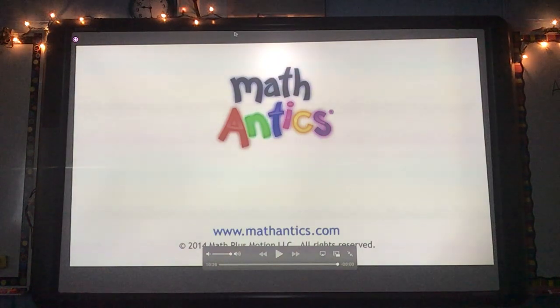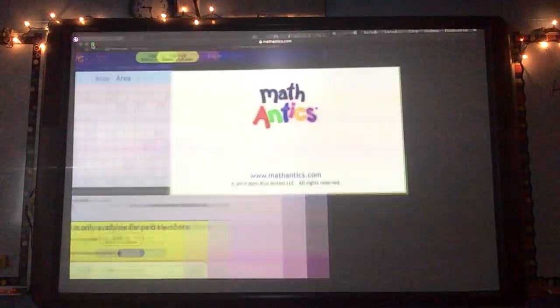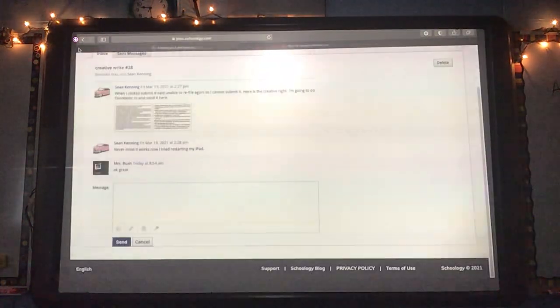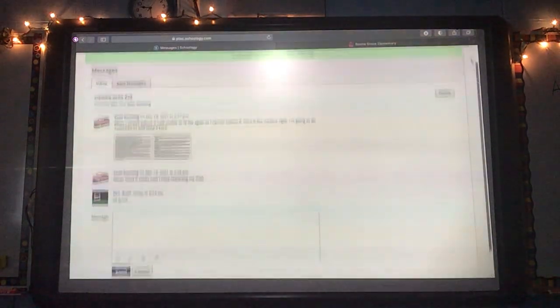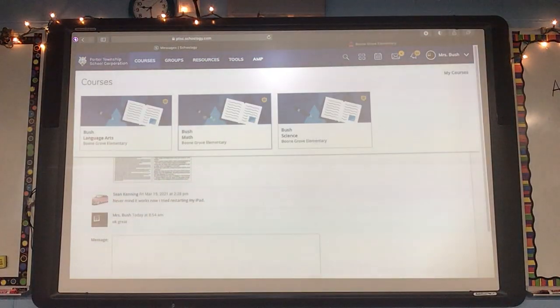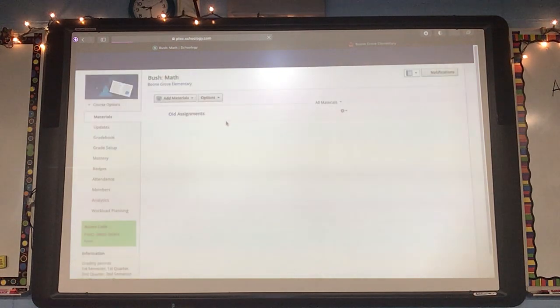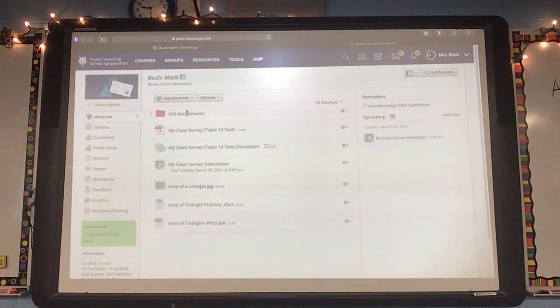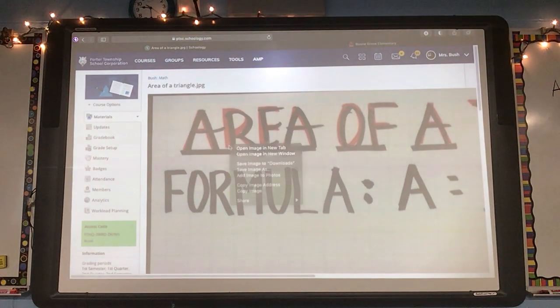Turn on the right light, please. And if we go up to Schoology and we go to math, I want you guys to save a couple of things that are going to help you, some help sheets here.